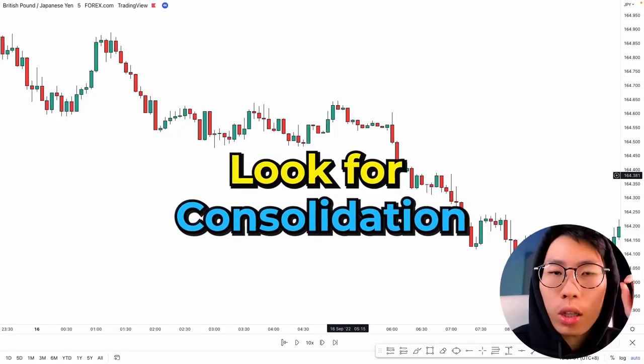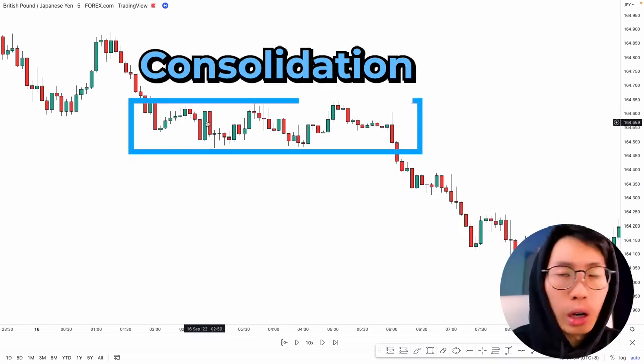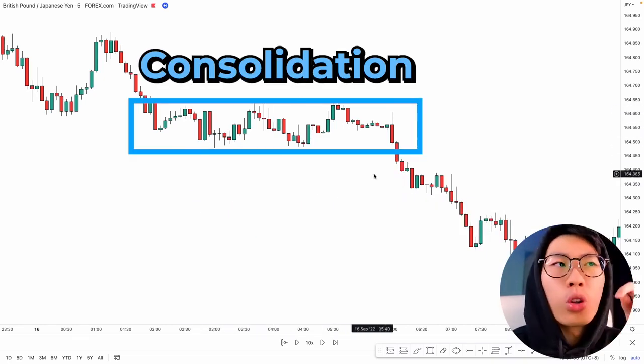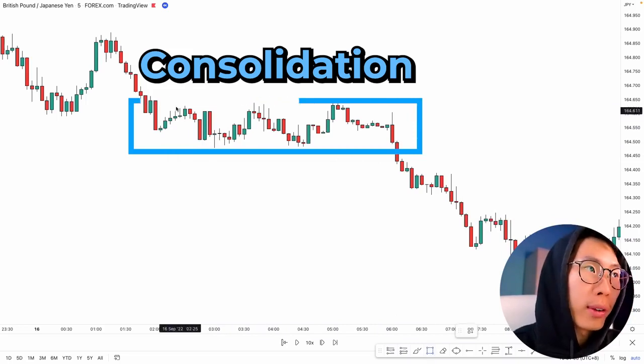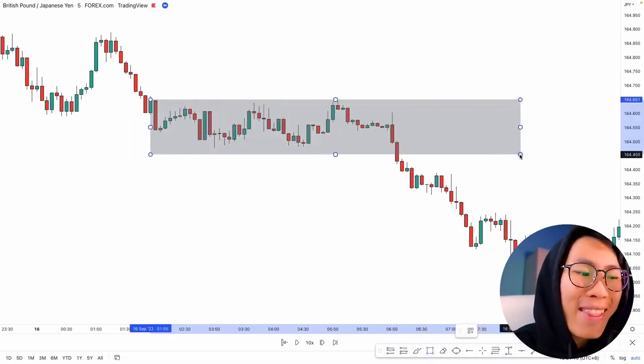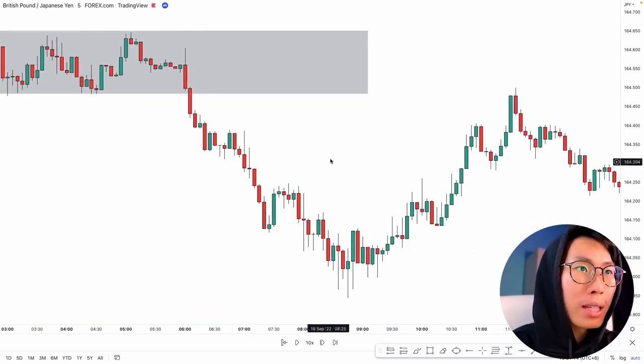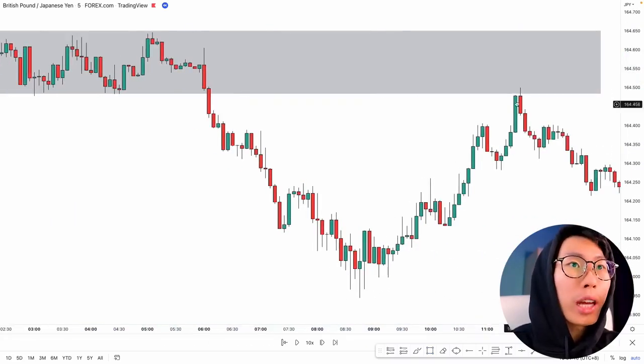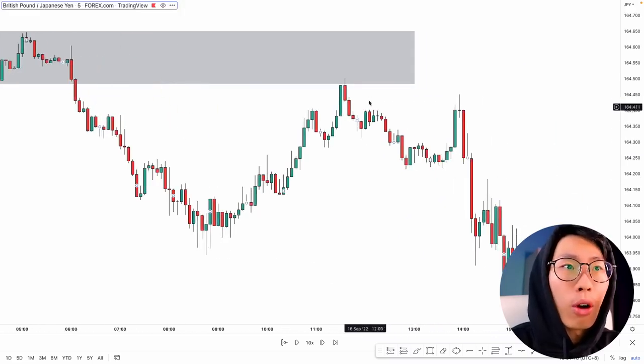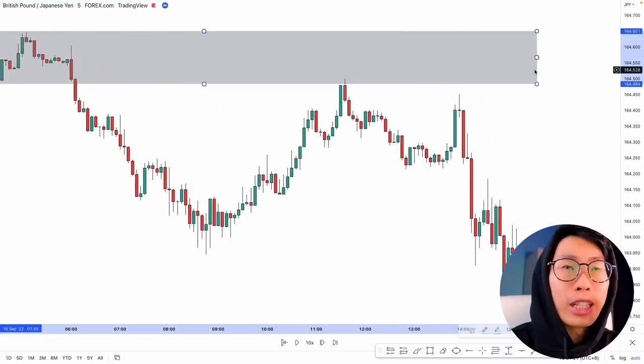The next way is consolidation. You can see right here, price is just going sideways, not going anywhere. So what you can do is draw a box around this entire consolidation. And look at what price does. Price literally went up all the way to touch this consolidation box before heading back down. So that is your second way.